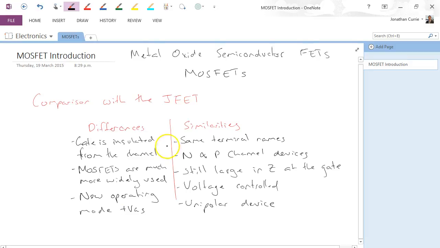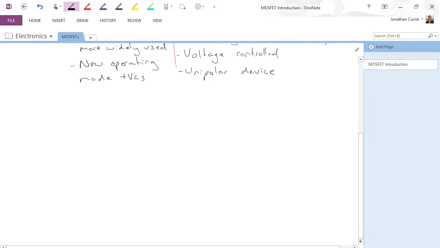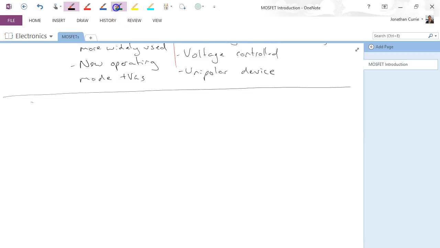So the gate is insulated from the channel. That's a big difference in physical construction, and there is a new operating mode associated with that. Of course, they're much more widely used because they are now much easier to use with a positive voltage. So let's have a look at how these are roughly created as a block diagram. On this side, I'm going to have my N-channel device in this column, and on this side, my P-channel device.